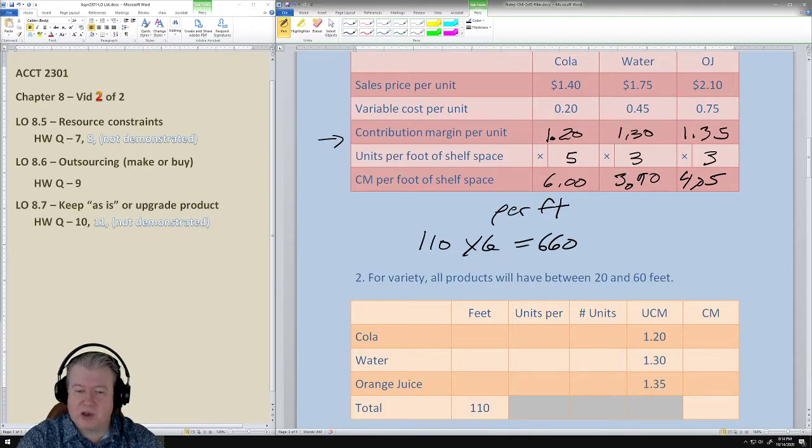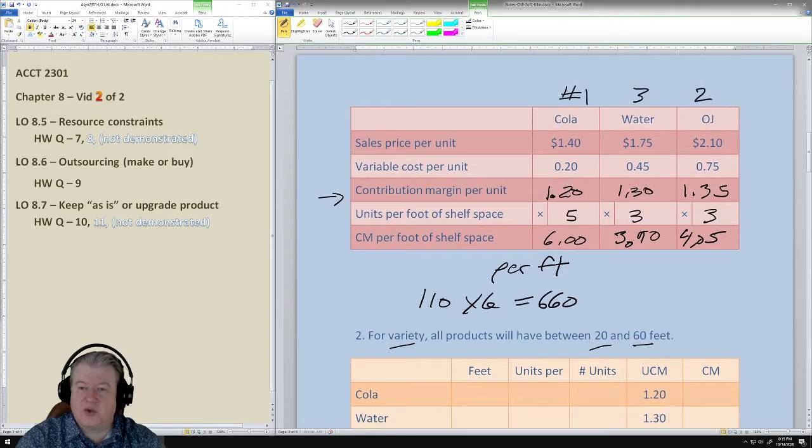For example, we're given the idea from the problem that perhaps no matter what would sell the most or represent the most money, they still want to provide a variety of products. And they've given us a stocking rule here. They said you can have no more than 60 feet for any one product, and no less than 20 feet. So if we look at number 1, number 2, and number 3, we're going to probably have as much cola as we can, as little water as we can, and then OJ would make up the middle part.